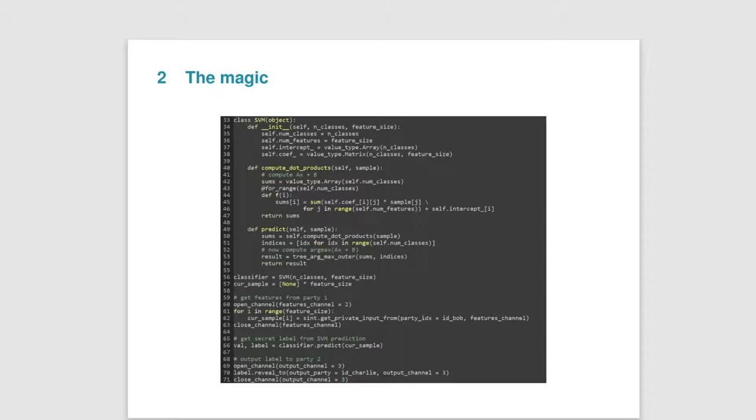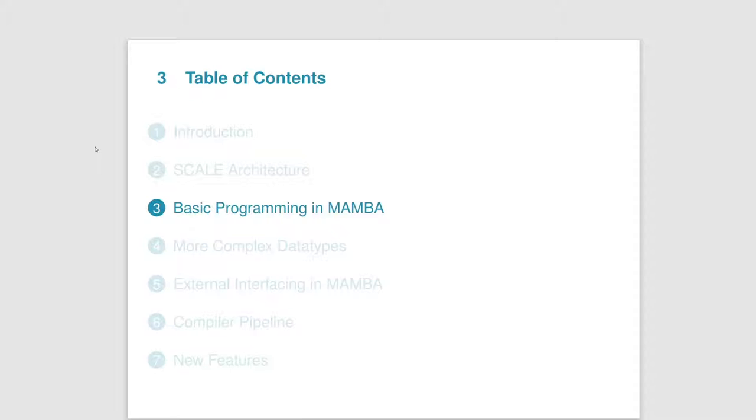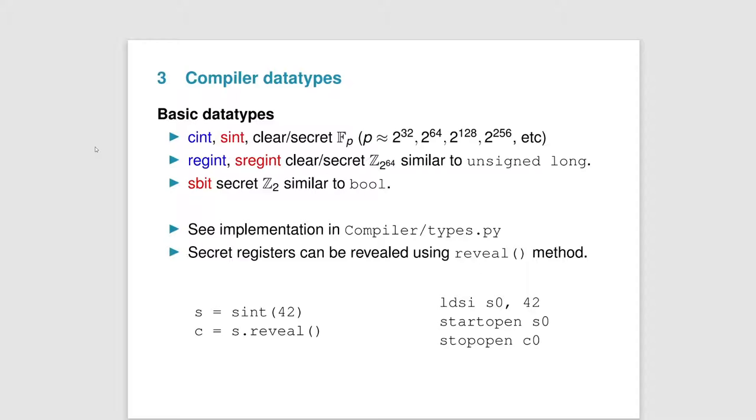In this section, we will see how to use the basic data types and basic arithmetic to build slightly more complicated protocols. As explained before, the basic data types in SCALE-MAMBA are the cint and sint for finite field arithmetic, regint and sregint for emulating the unsigned long of C, and sbits, which are basically here for emulating booleans.